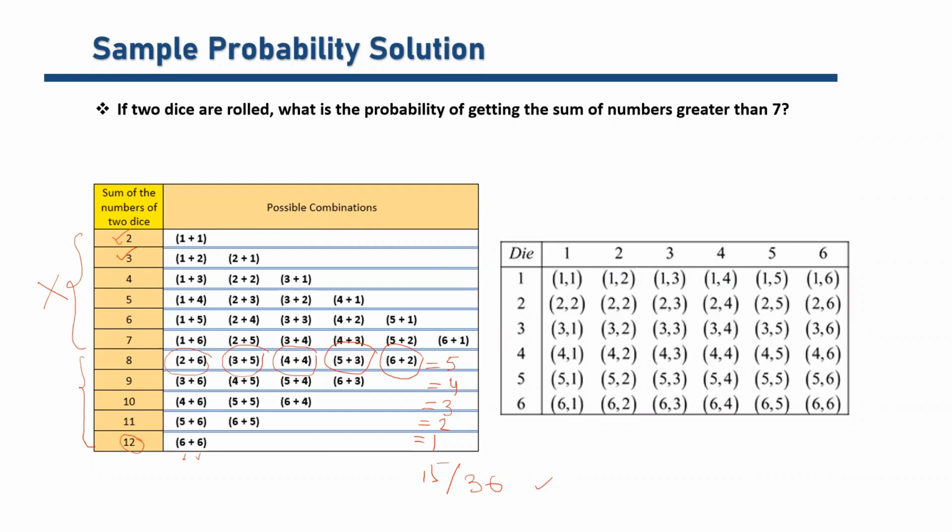Likewise, if I ask you what is the probability of getting the sum of numbers greater than 6, in that case, you will also consider 7, right? So this will be the entire portion which you will consider. So we'll add 1, 2, 3, 4, 5, 6. So here it was 15 plus 6, 21. So the answer is going to be 21 by 36.